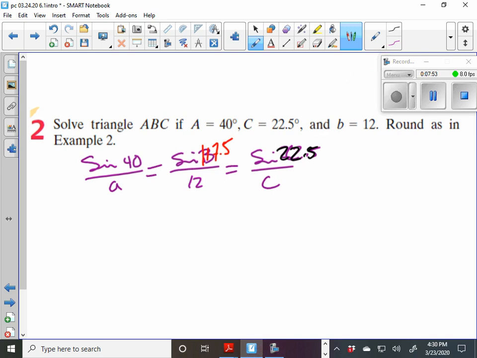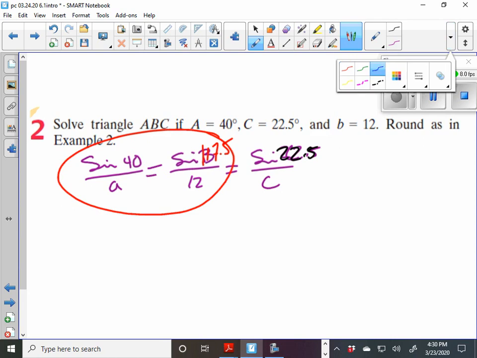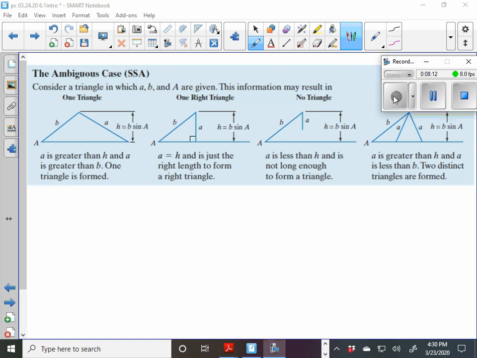I can use those two for one proportion, and I can use these two as the other proportion. I'm not going to continue with this one. I think you got the idea. This is where we want to spend the remainder of our time. I'm going to go ahead and list the things that you need to memorize. If you don't memorize these, then we're going to be in trouble.